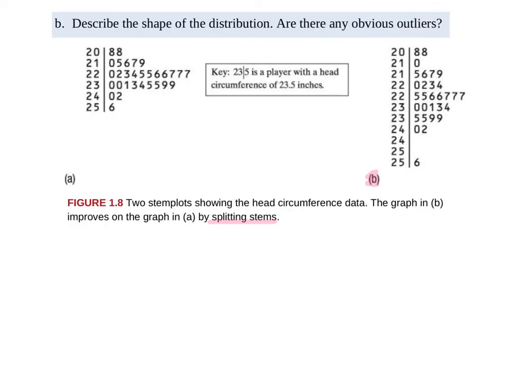So the second part of that example that we needed to take care of is describing the shape of the distribution and answering the question, are there any obvious outliers? Before we discuss that, I did want to show you a different way that you can create a stem plot.